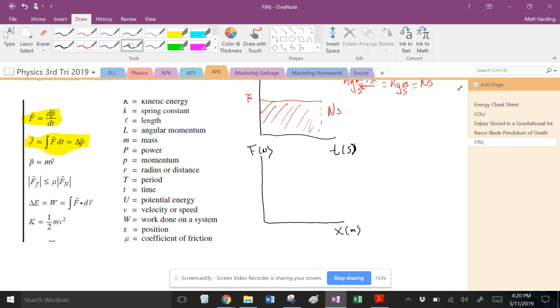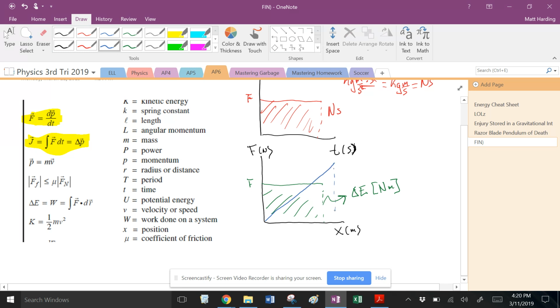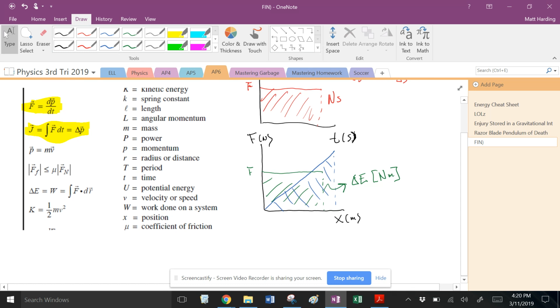It's a similar idea. I've got some force F acting over some distance x. This area is going to be the change in energy, and that would have the units Newton meters. It could be a graph that goes like this, and then it's a triangle. Force is changing with position like in a spring, but again, that area is Newton meters. Well, that shows up on the equation sheet right here.